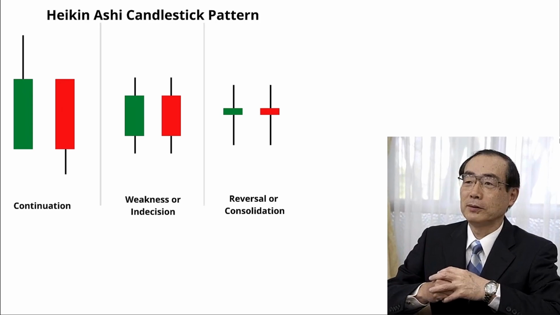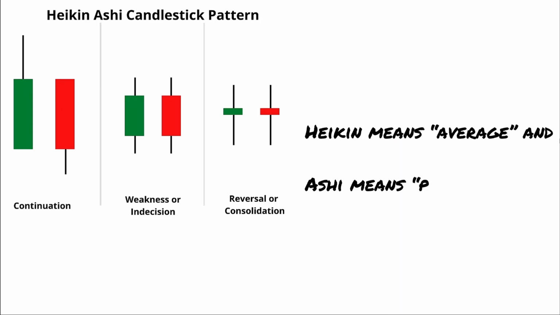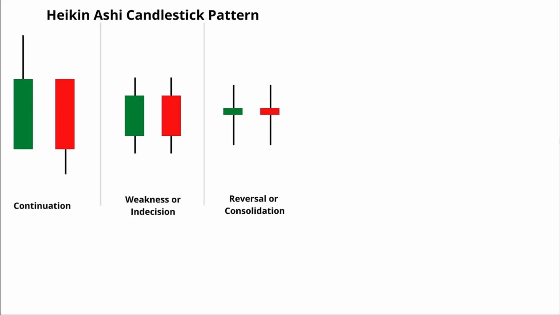Many new traders are not familiar with Heikin Ashi. The creator is the same person, Munehisa Homma, the father of price action. We have mentioned him in several episodes. Heikin Ashi, also spelled Heiken Ashi, means average bar in Japanese.